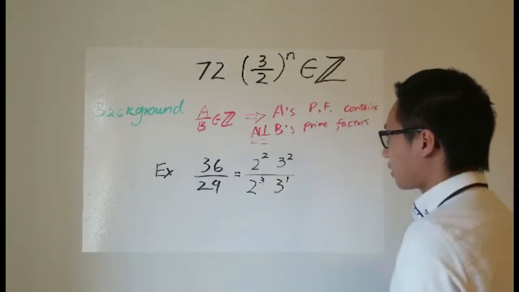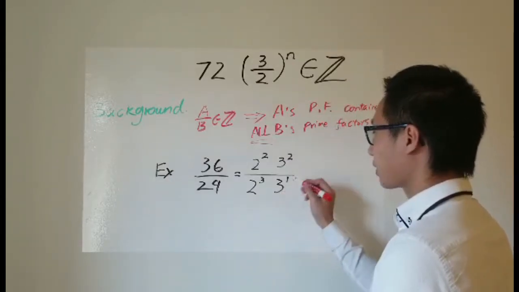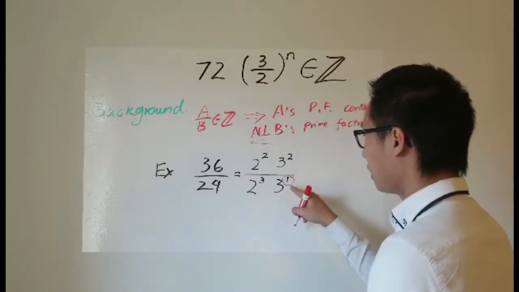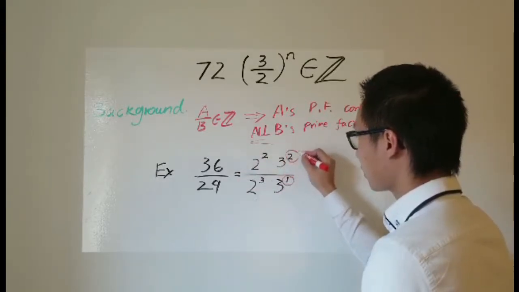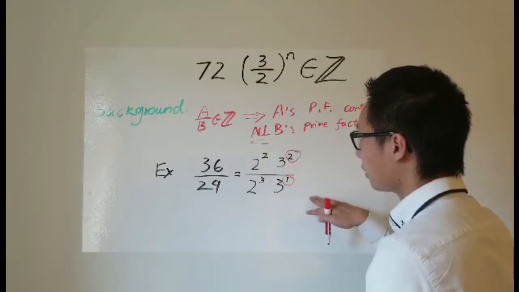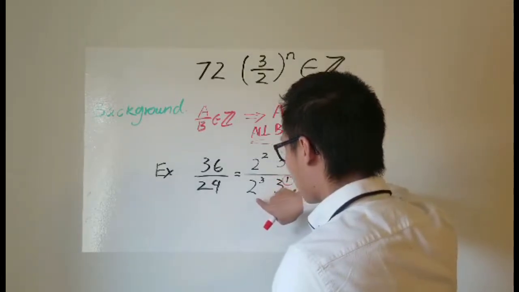We can see that 24's prime factorization contains one factor of 3. And the one factor of 3 can be accommodated inside 36's two factors of 3. So the 3 part is taken care of, right? So the 3 part has no problem. Now take a look at the 2 part, right?